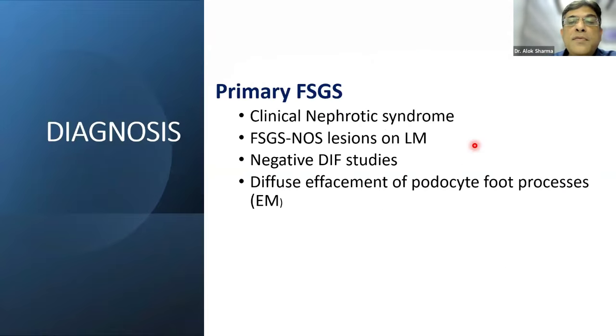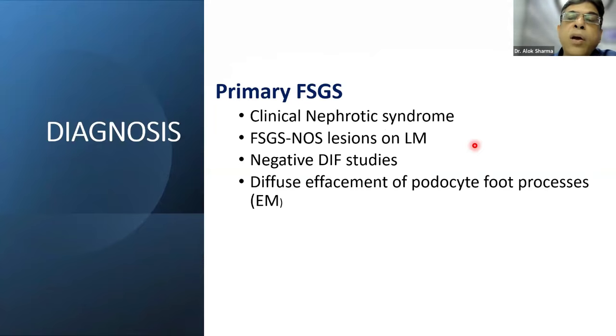So in this particular case, we had a diagnosis of a primary FSGS. The reason we called it primary was, number one, the patient had clinical nephrotic syndrome. Now you have another scenario where the patient does not have nephrotic syndrome, right? And you have FSGS lesions. So an FSGS with the patient not having a nephrotic syndrome is very, very unlikely to be primary, right? It has to be secondary.